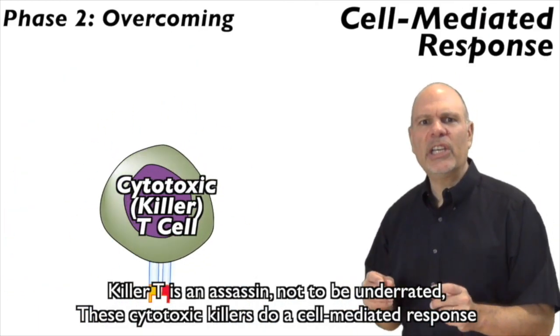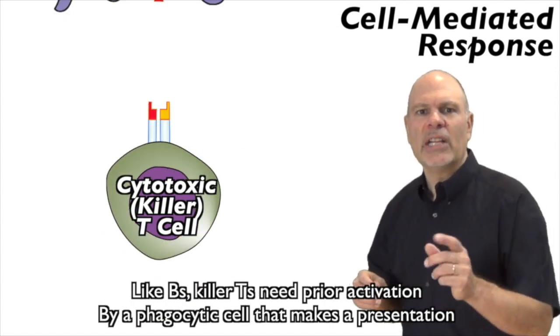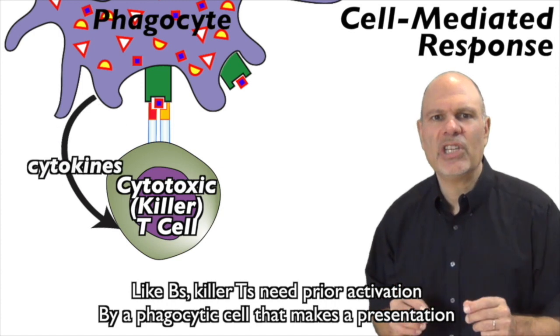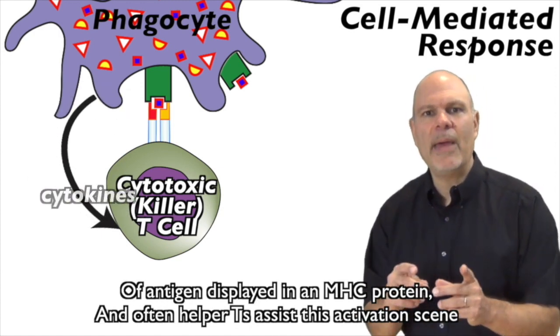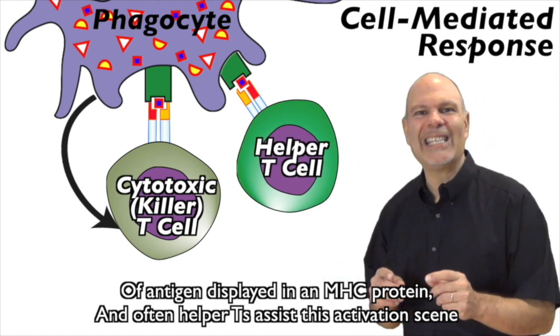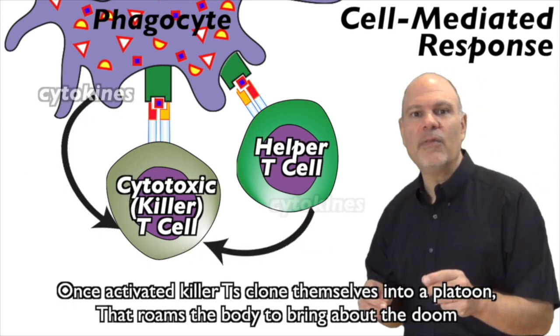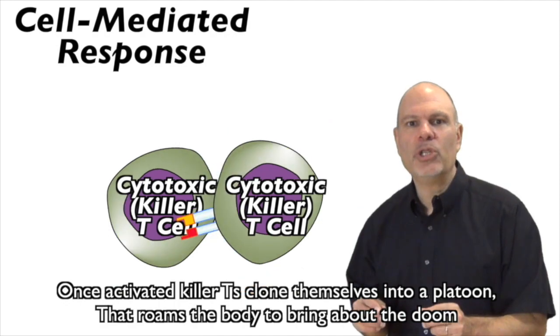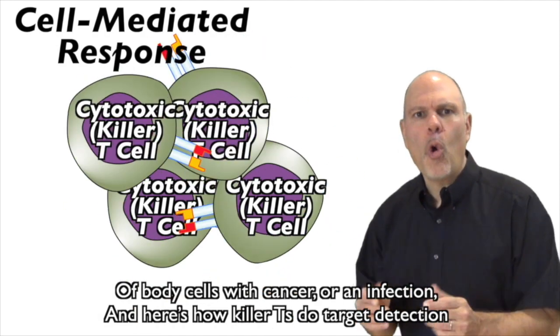The cytotoxic killers do a cell-mediated response. Like B's, killer T's need prior activation by a phagocytic cell that makes a presentation of antigen displayed in an MHC protein, and often helper T's assist this activation scene. Once activated, killer T's clone themselves into a platoon that roams the body to bring about the doom of body cells with cancer or an infection.